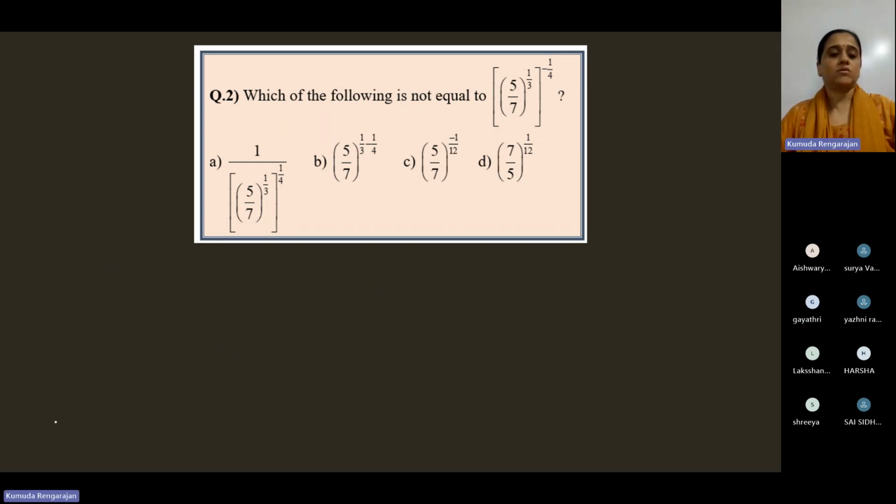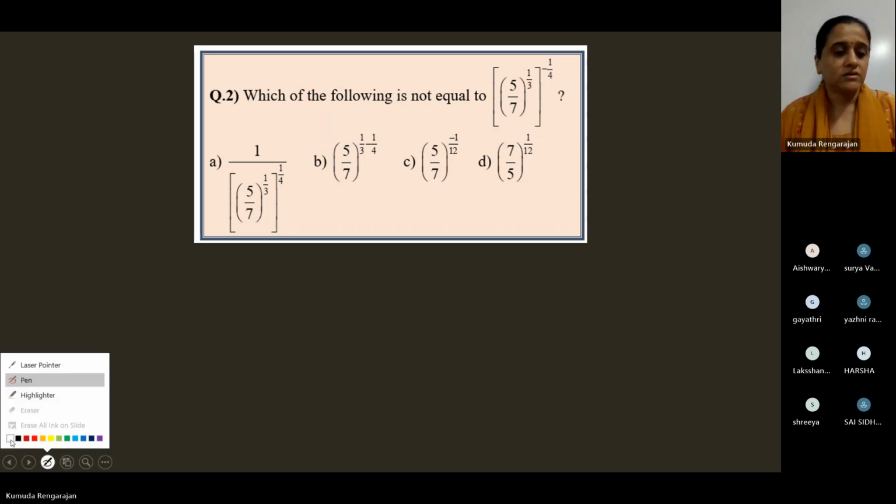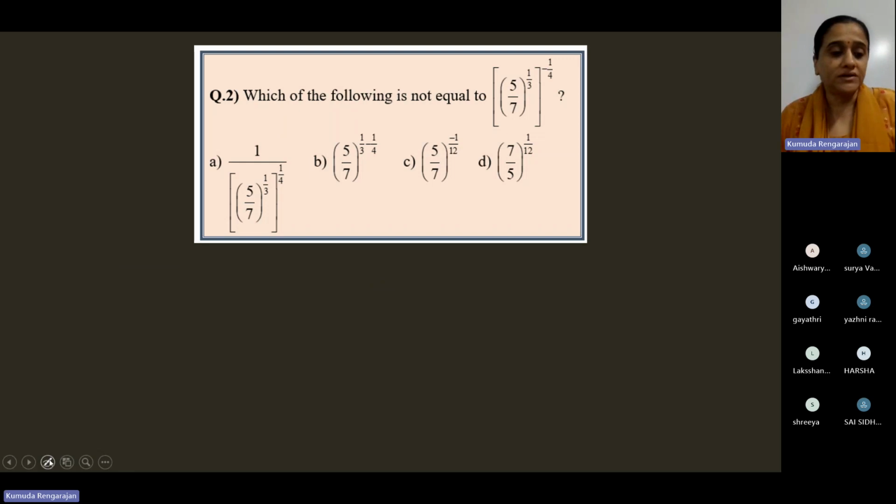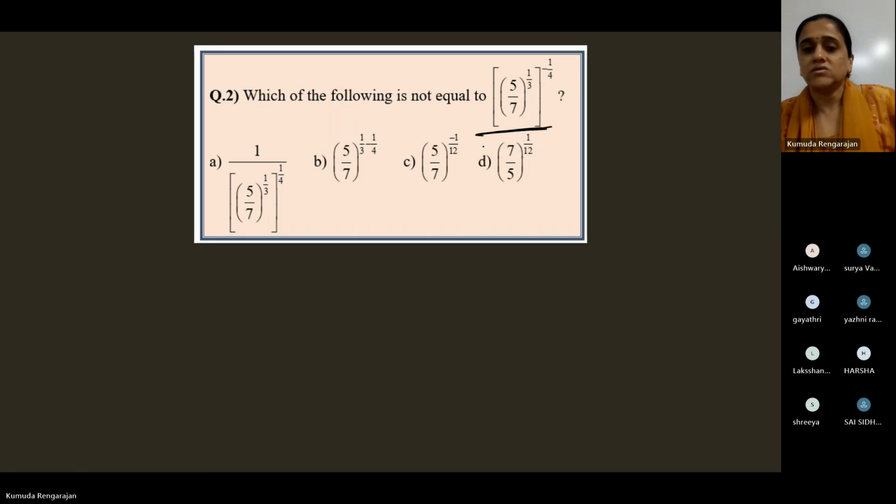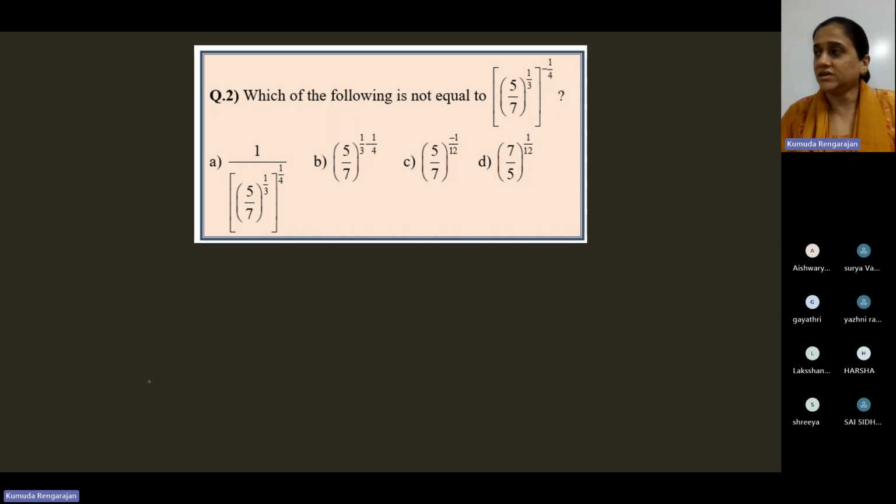Now let's answer this question. Which of the following is not equal to the expression given here? Very clearly, option B is not equal to this one. When the base is raised to multiple powers, we have to multiply the powers. But here you see 1 by 3 minus 1 by 4, the difference is written. So clearly this expression is not equal to the given expression. So option B is the correct option.